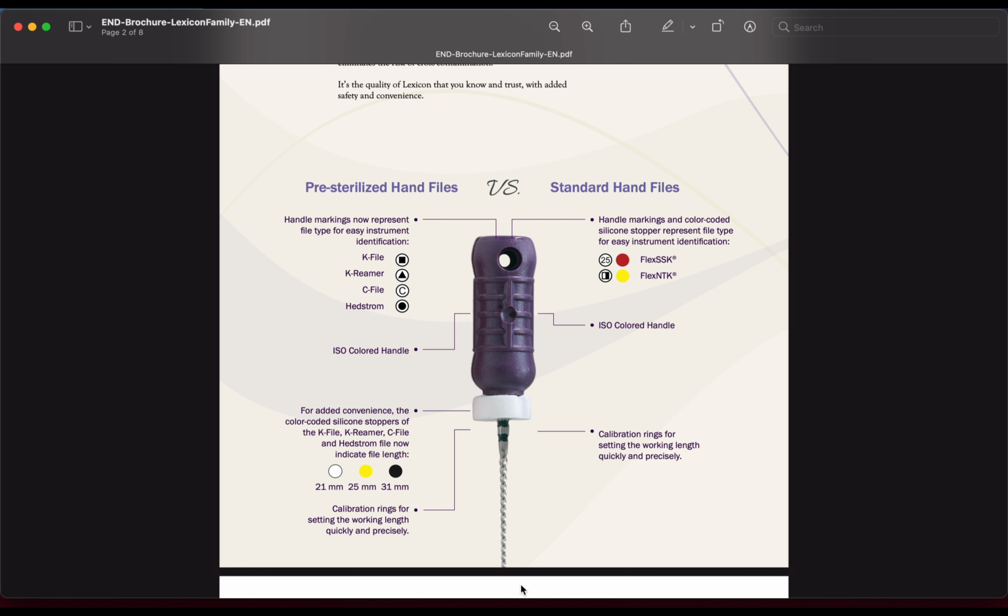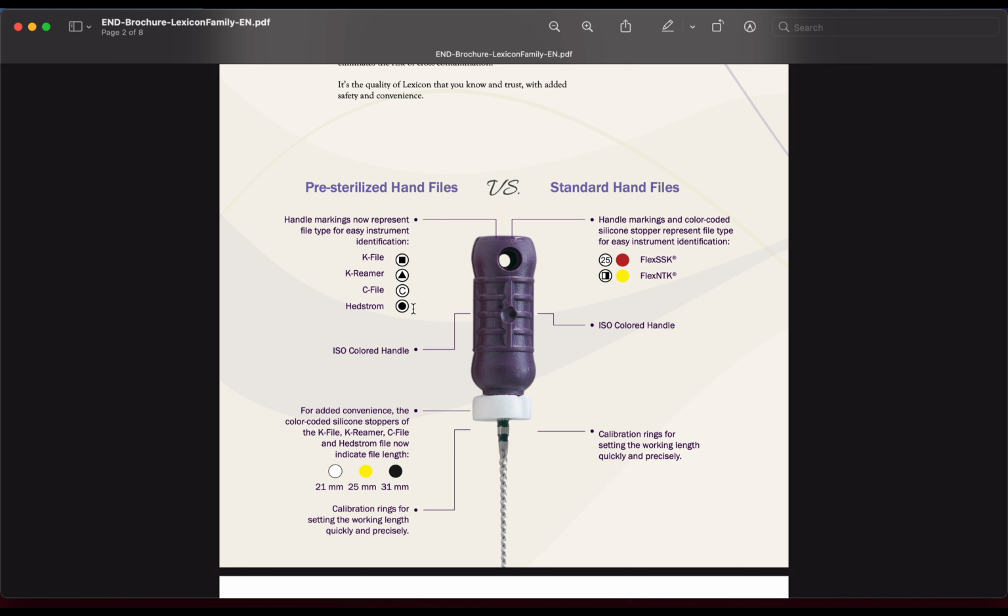This is a size 21 file, but they're typically 18, 19, and 20 in that cluster of 3 lines, one of which is being blocked by the rubber stopper right now. And these Lexicon files, they make K files, they make reamers, which are not used that frequently anymore, they make C files, and they make Hedstrom files.